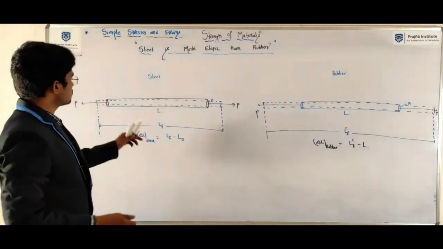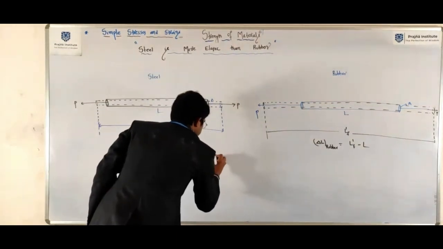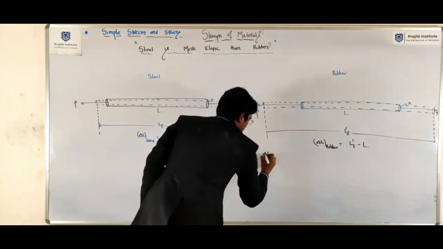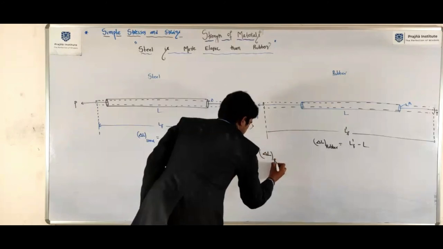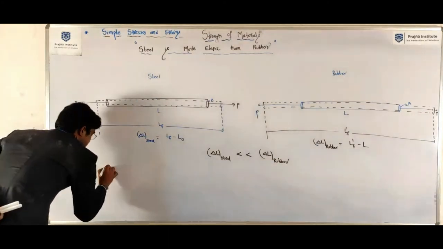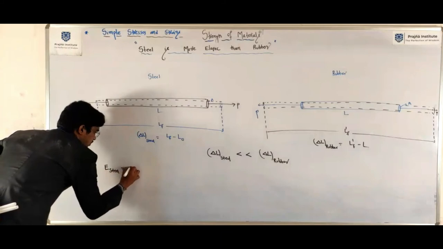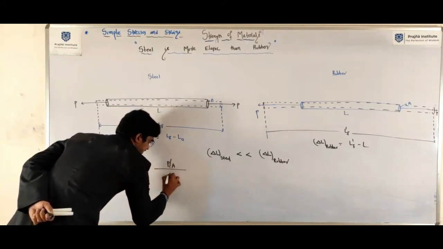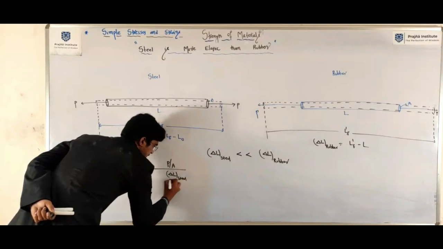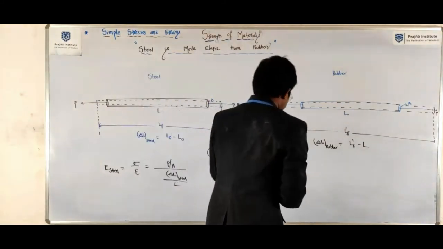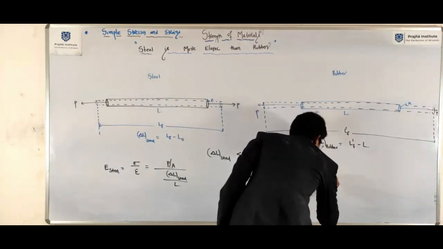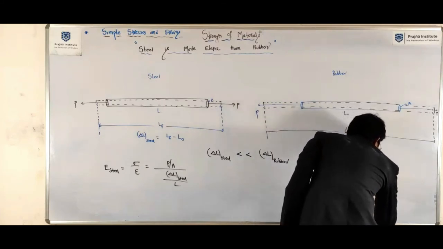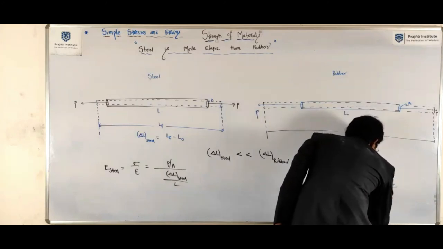Once you observe these two cases, tell me: delta L steel will be less than delta L rubber. Now E steel equals P by A, stress by strain, that is P by A divided by delta L steel by L. L is the same. Here you can write E mild steel. Here it is E rubber, sigma by epsilon, P by A divided by delta L rubber by L.